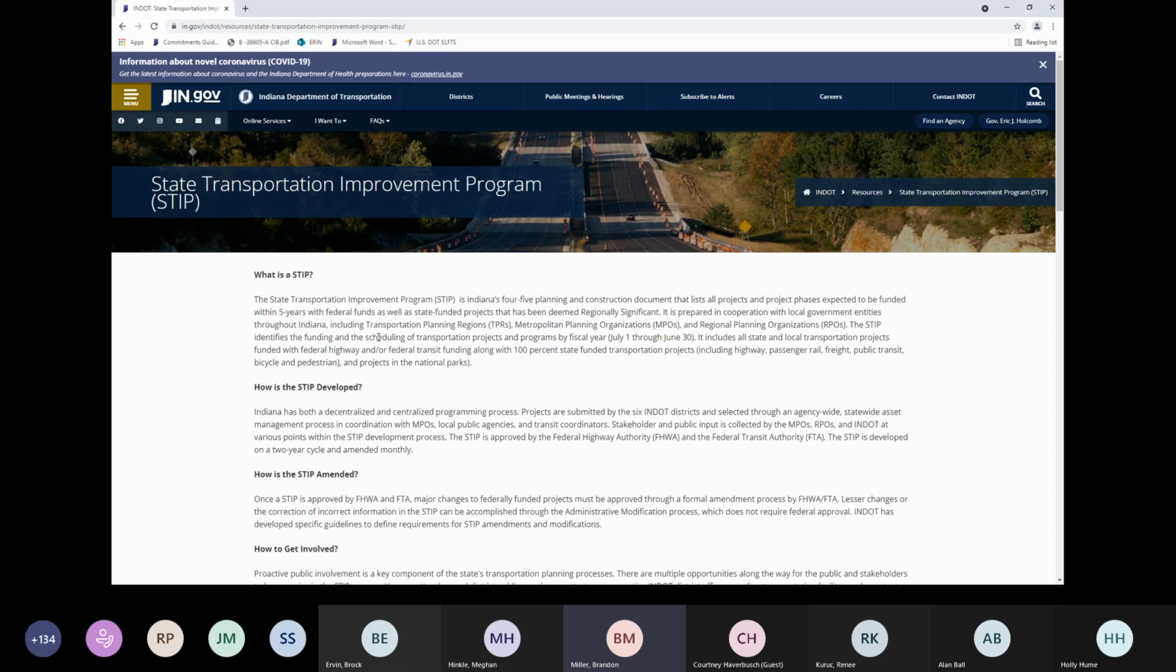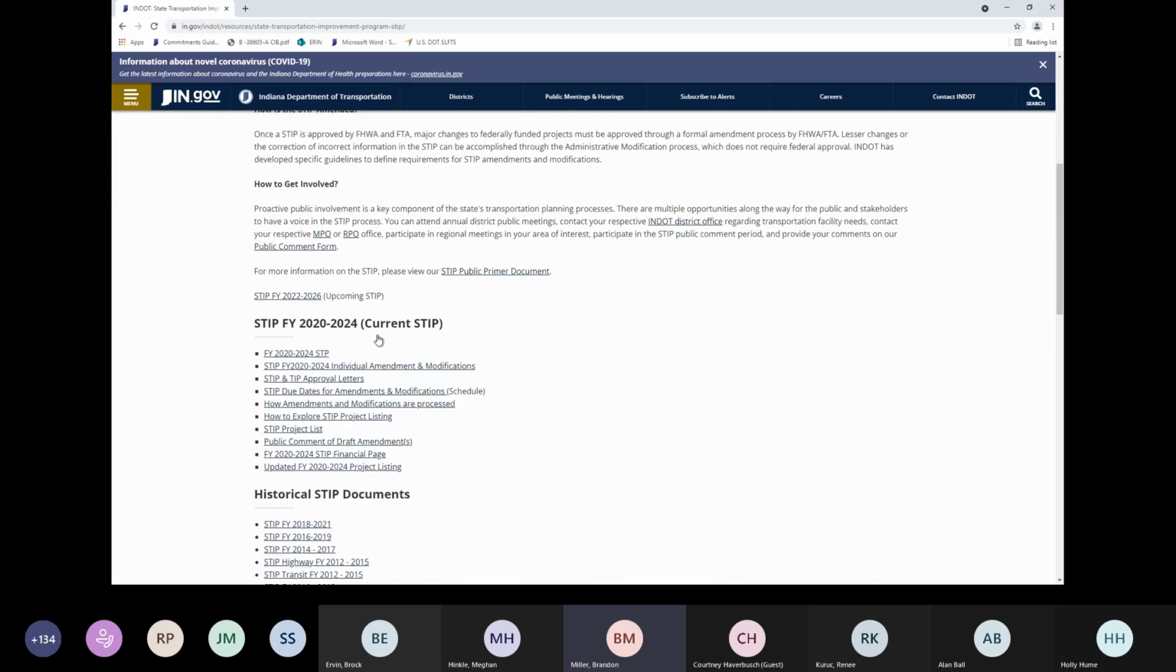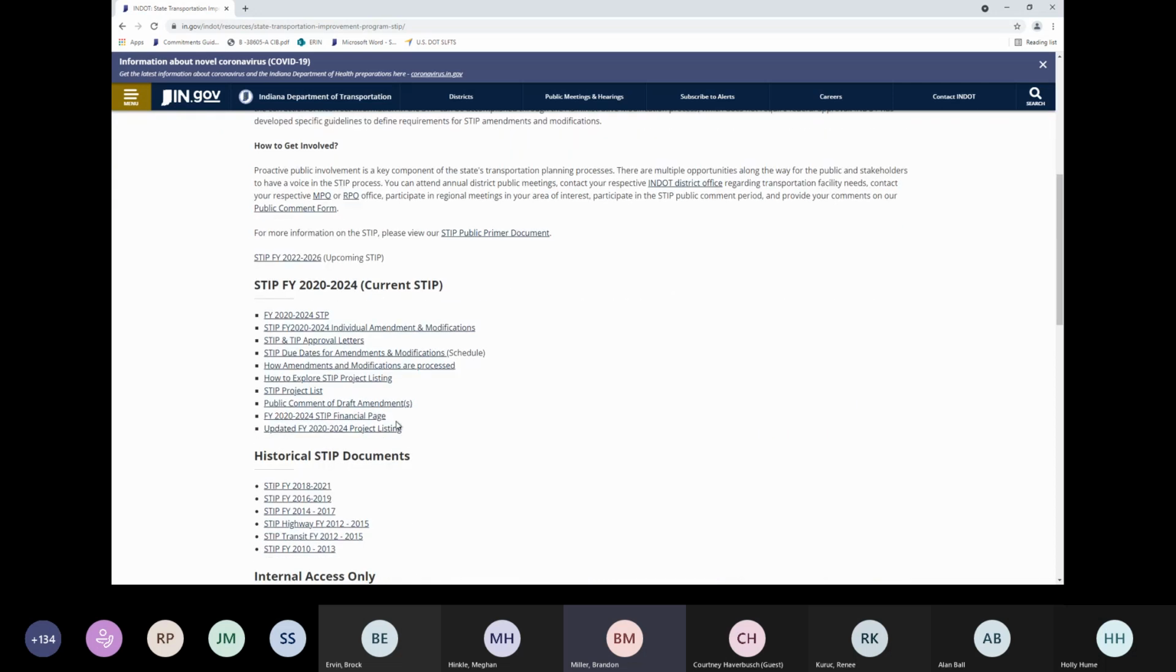So I just wanted to point out a few different things for people, especially when it comes to the project listing. When it comes to INDOT reviews, and when I point this out, hopefully you guys will be aware of it so that when you submit some things, you can make your life easier and our life easier. And that deals with the STIP pages. So if you look, here's the fiscal year 2020 to 2024. It's the current STIP.